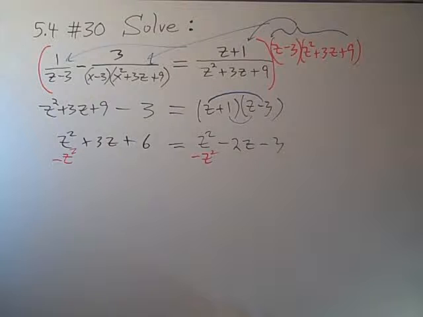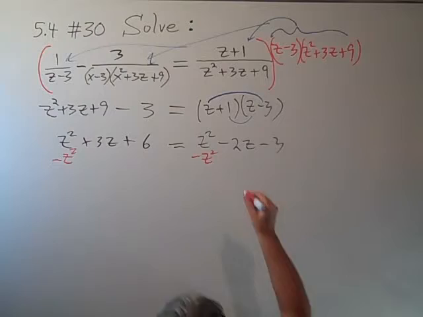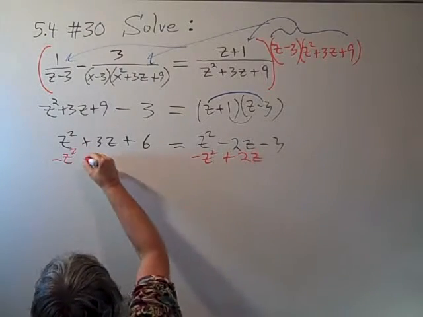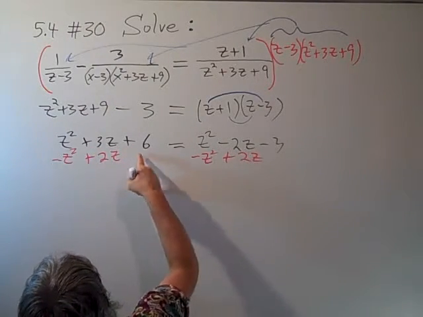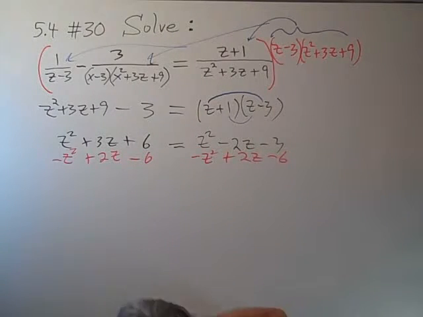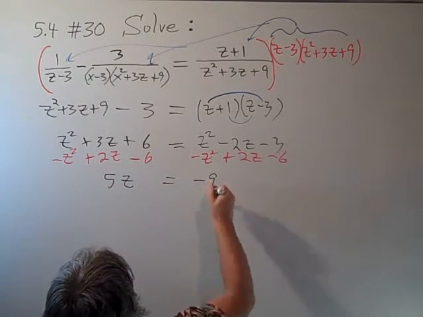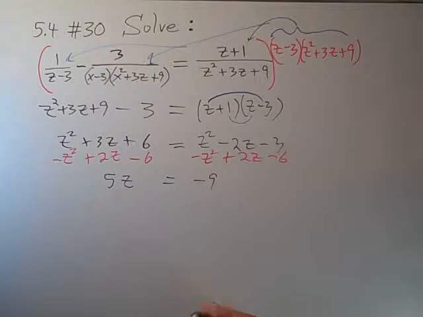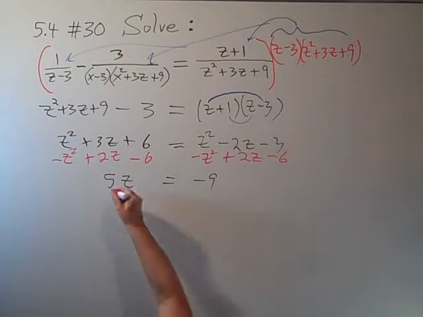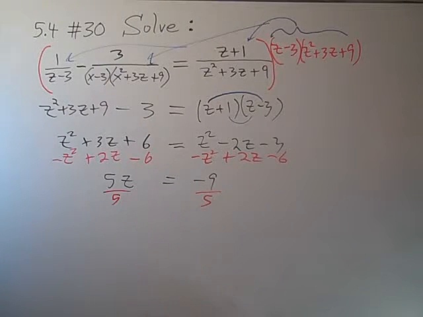And now what's left is a linear equation. So we want to get all the z's together on one side. So I'm going to add 2 z's to both sides. That brings all the z's to the left, so we want to get rid of this 6 by subtracting it from both sides. So what we end up with is 5z is equal to negative 9. And if I divide both sides by 5, the 5's cancel. So we're left with z is equal to negative 9/5.